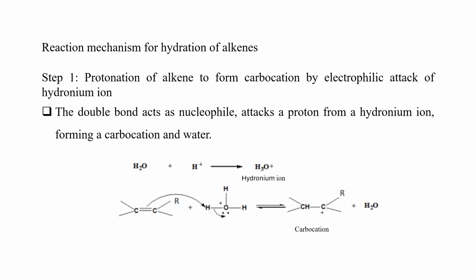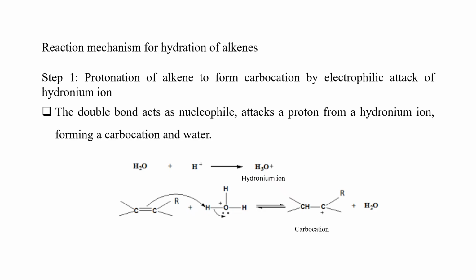Now, I want you to take note of those arrows. Those arrows are full-headed. And in the last video, we said that full-headed arrows show the movement of an electron pair. And that arrow is moving from a nucleophile to an electrophile. The rule is that electrons will always move from a nucleophile to an electrophile. That is because a nucleophile is rich in electrons, but an electrophile is poor in electrons, right?